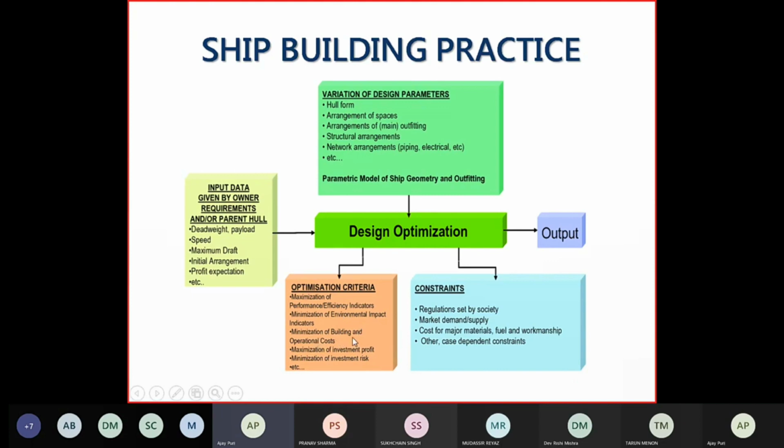Then your minimizing of building and operation cost, maximization of investment profit, minimization of investment risk. The constraints can be your society, your MARPOL, your SOLAS, market supply demand, cost, fuel, workmanship, and case dependent constraint. So all will give you a final output.